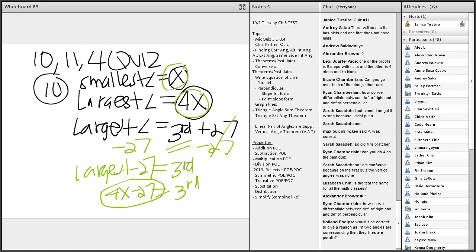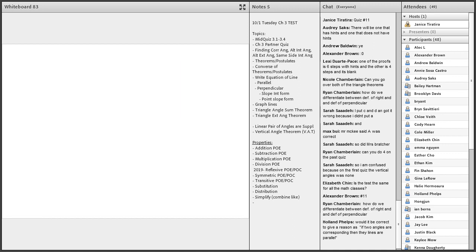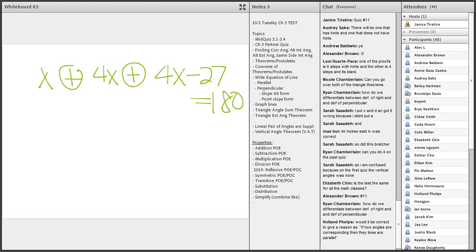So that means I have x plus 4x plus 4x minus 27. Okay, I'm going to use all these 3 green ones. So I would do x plus 4x plus, the third angle was 4x minus 27, equals 180. So you combine like terms, and you get x is equal to 23, I believe.